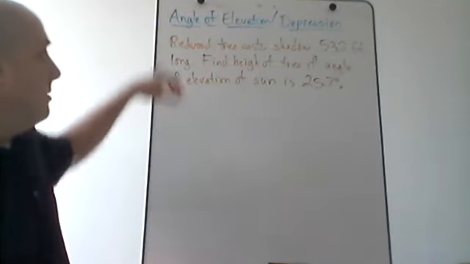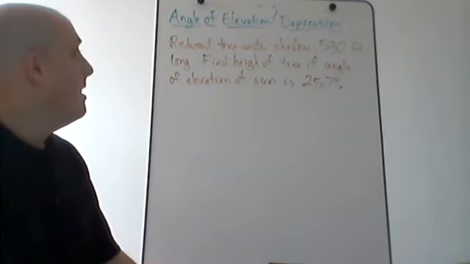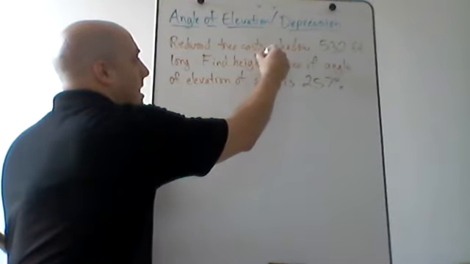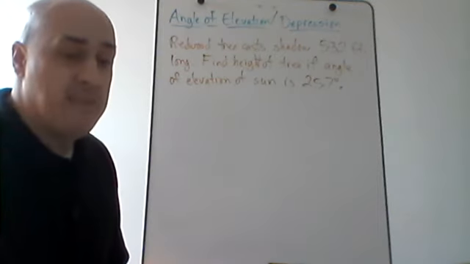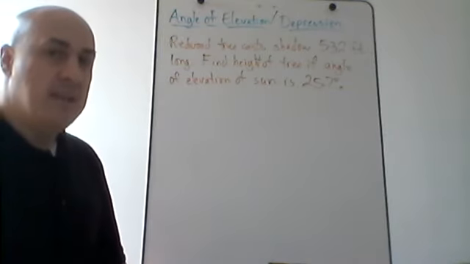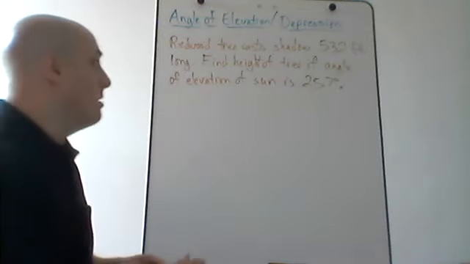All right, here's our example. We have a redwood tree which casts a shadow 532 feet long. We're asked to find the height, which I misspelled, find the height of the tree if the angle of elevation of the sun is 25.7 degrees. To do one of these problems, it helps a lot if you draw a picture of the situation, just so you have an idea of what's going on.